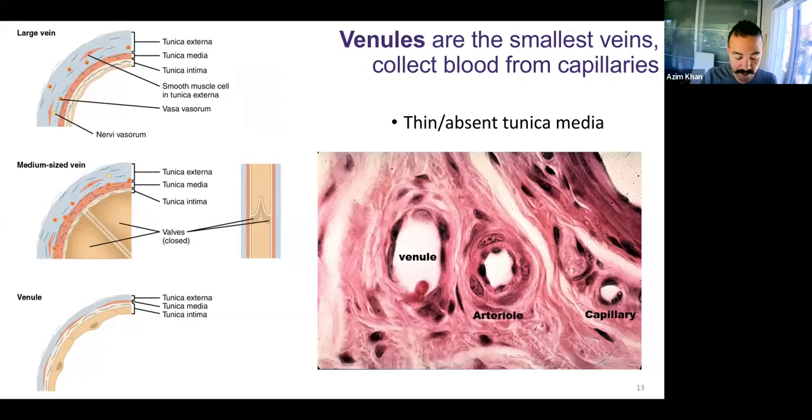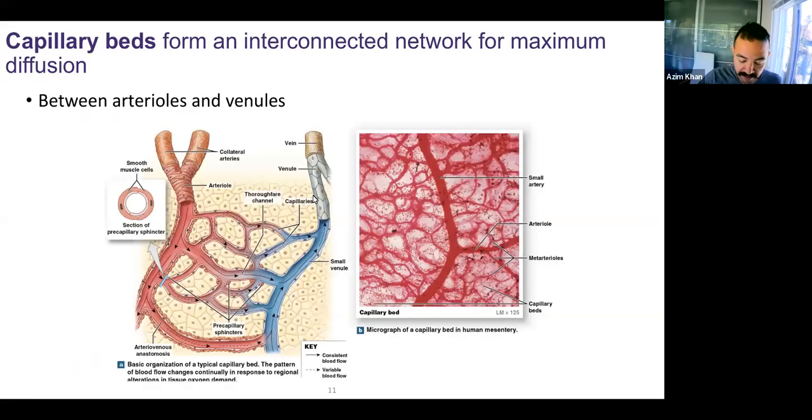Hey everyone, we are here in chapter 23, slide 13. We're going to talk about veins and different types of cardiovascular conditions, at least some of them. We're talking about venules right now. Let me actually go back to slide 11 to show you an example of a venule in this illustration.